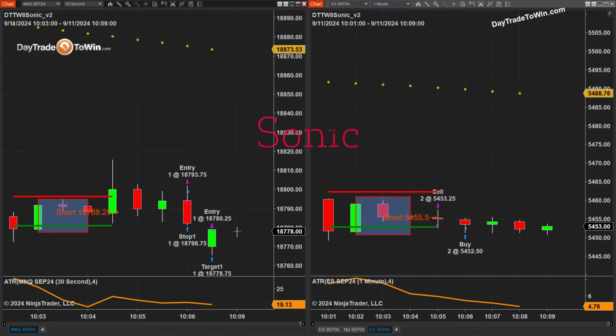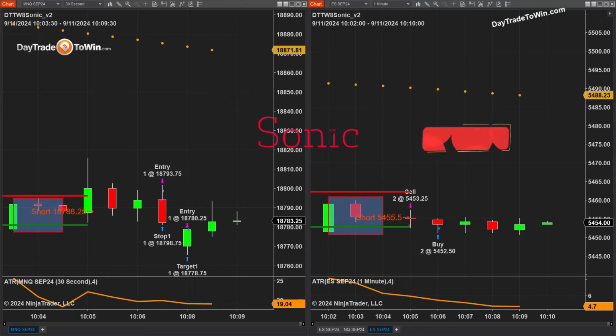Now, it doesn't have to be the E-mini or the micros or the Nasdaq. It could be any market like the Dow Jones, or even if you like crude oil, as long as you follow the rules using how many times the ATR you want the target to be and the stops as well.